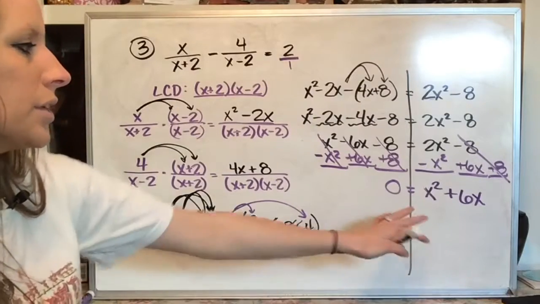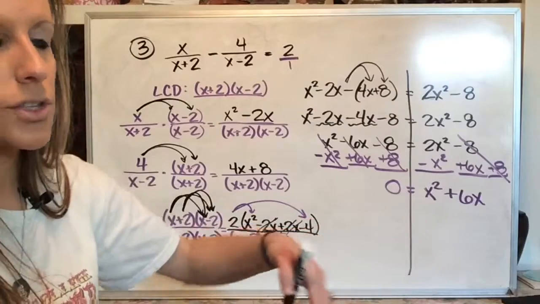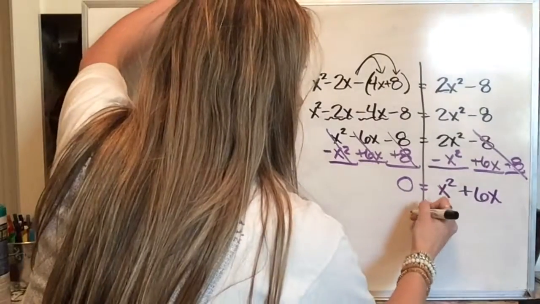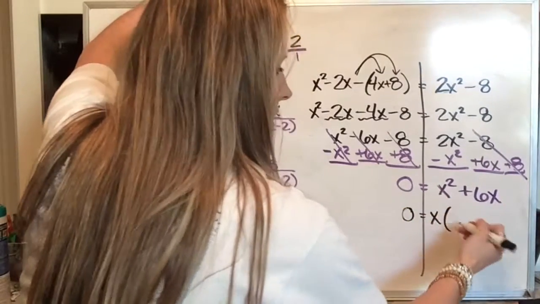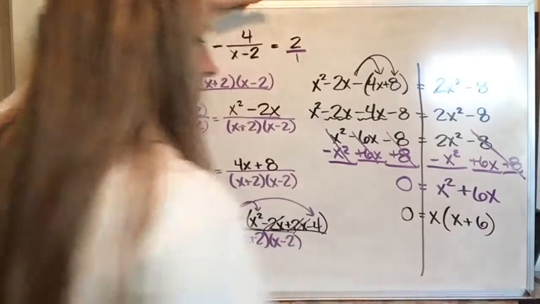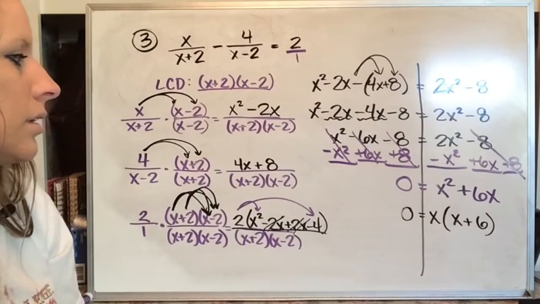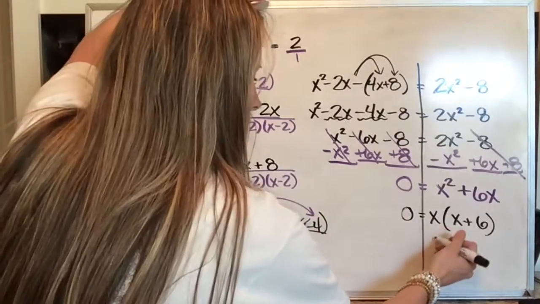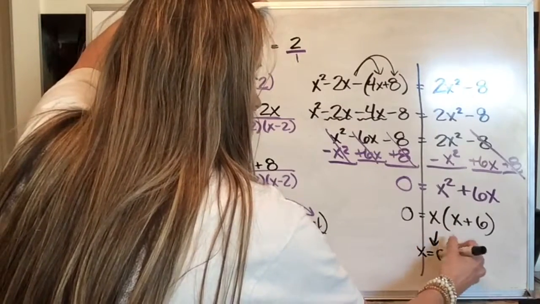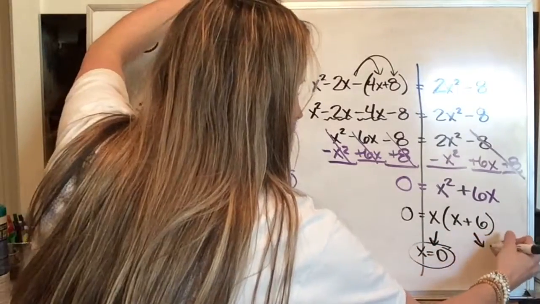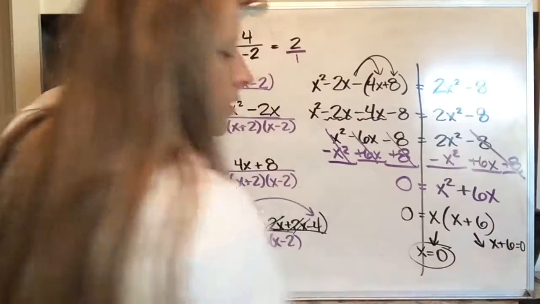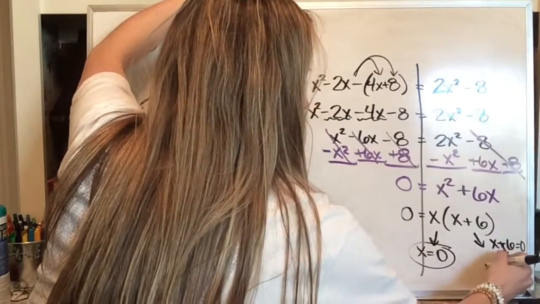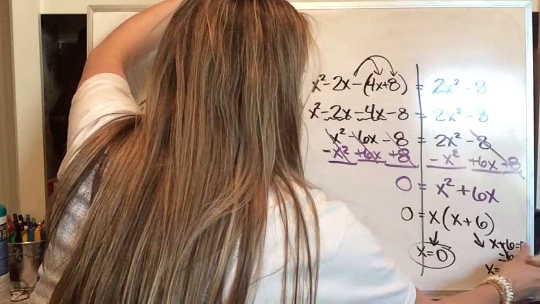So you want to factor out your greatest common factor first. So do they have anything in common? Okay, they have an x in common. I can take an x out of both. So if I take an x out, I'm left with x plus 6. Okay. Now I'm going to set each factor equal to 0. So this first one, x would equal 0. Second one, I have x plus 6 equal to 0. So if you solve for x, you would subtract 6 to both sides, and x equals negative 6.